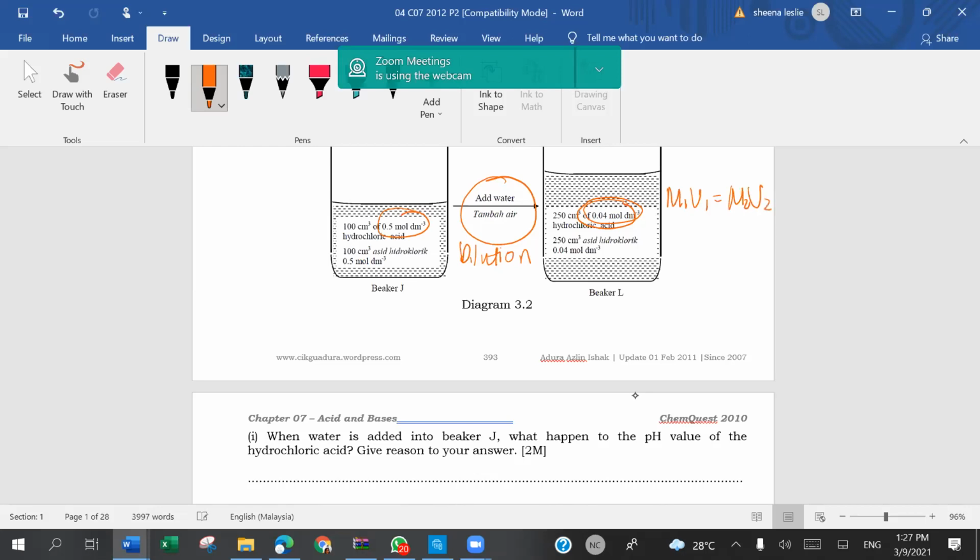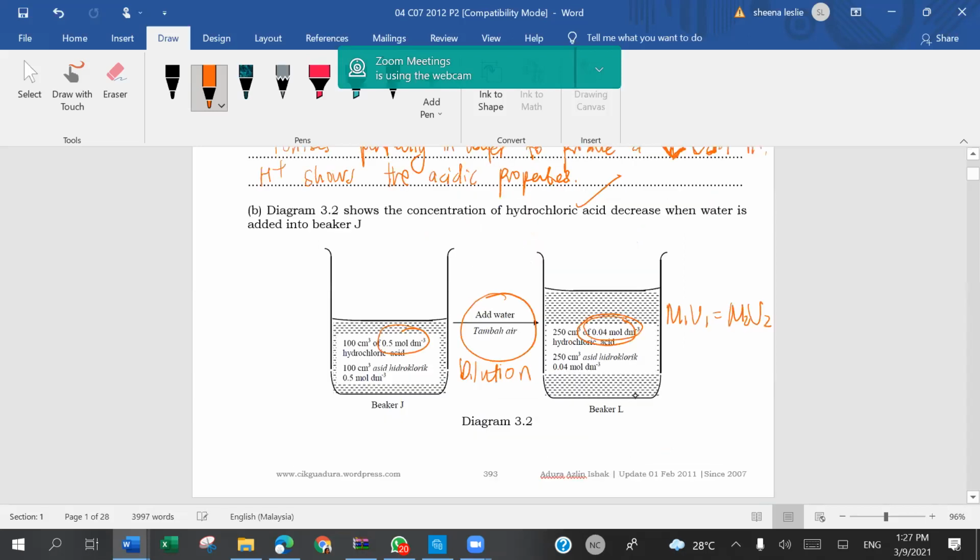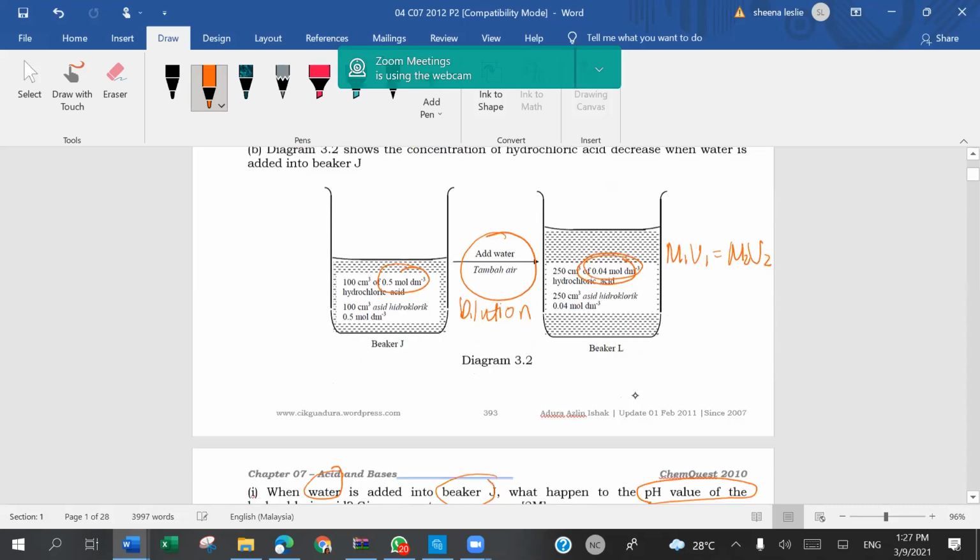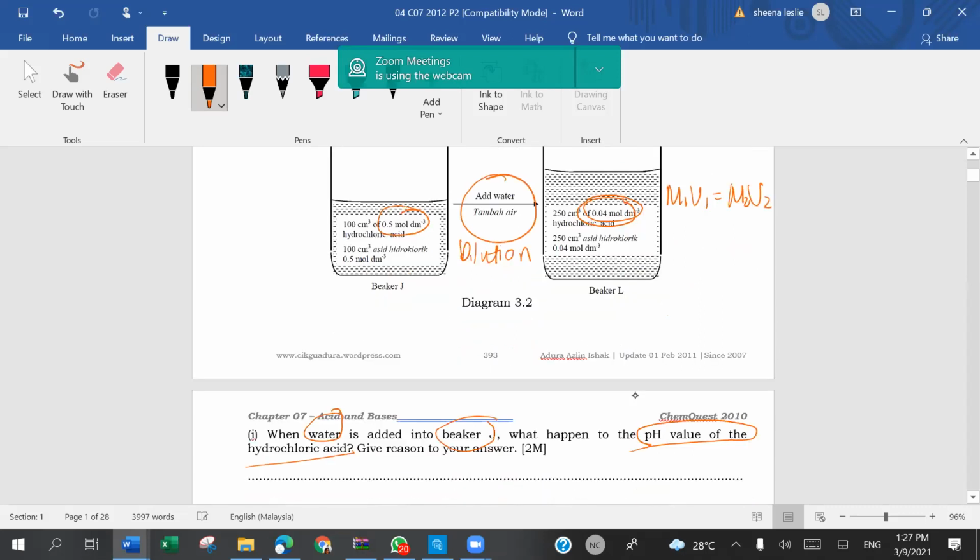Now listen carefully. When teacher adds water into beaker J, what will be the pH value of the hydrochloric acid here? Think first before you answer, teacher. When teacher adds water into beaker J, okay? Teacher is adding water. What will happen to my pH value?